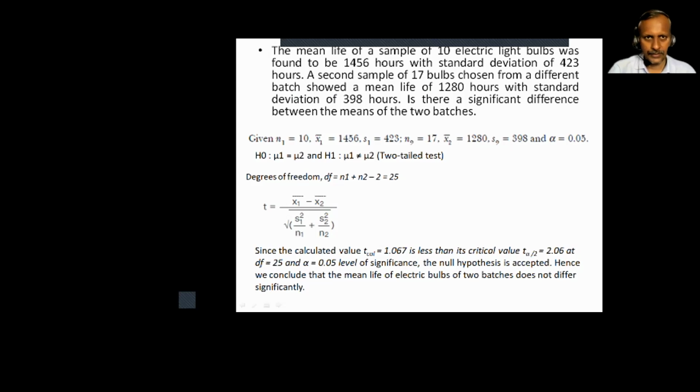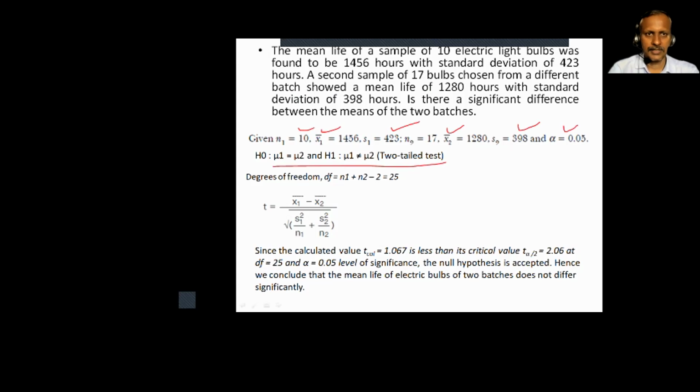Now, with the given data, we have x1 bar, that is 1456, and n1 is equal to 10, and the standard deviation is already given, no need to calculate this. So it is 423, and x bar 2 is 1280, and 398 is our S2, that is the standard deviation of the second sample, and we are checking at a significance level of 0.05. So this is a two-tailed test.